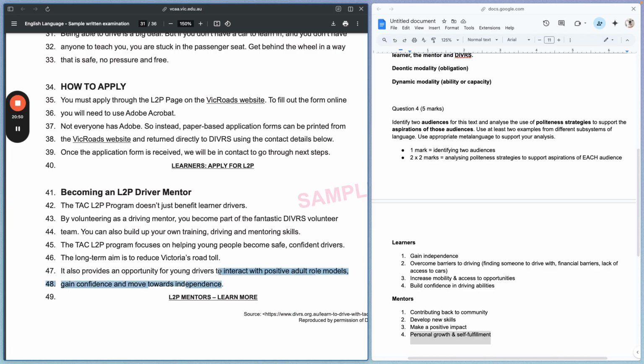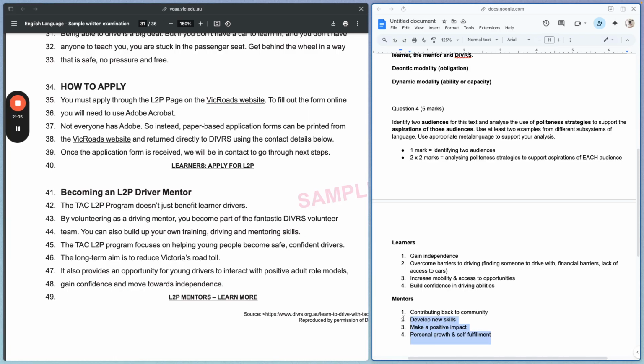You can even consider something like interact, gain, and move towards independence. That's parallelism. It's three phrases in parallel with each other, and that sort of emphasizes the sort of impact that they can make on these young drivers. And you can also link it to any one of these as well. And I'm sure there's also other examples you can talk about, but for 5 marks, that's enough.